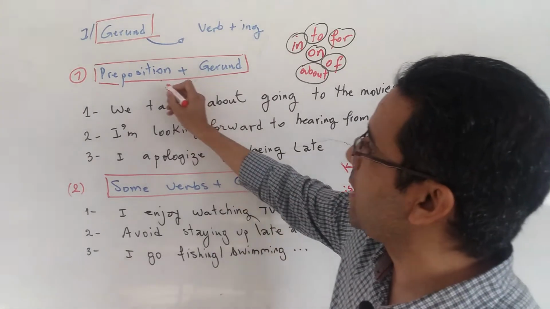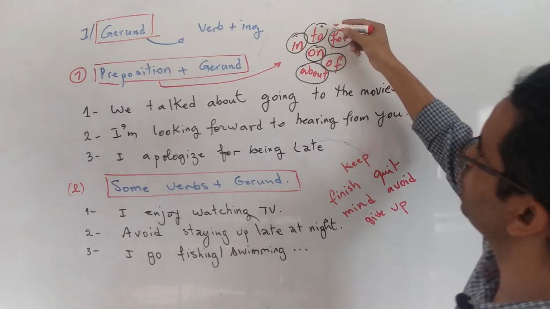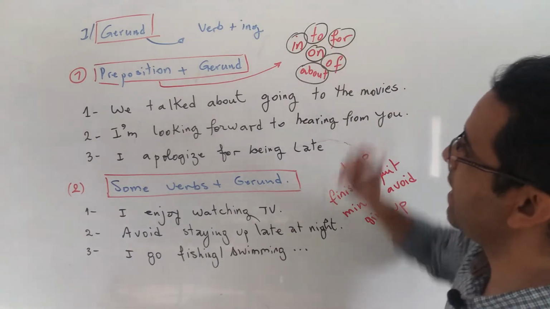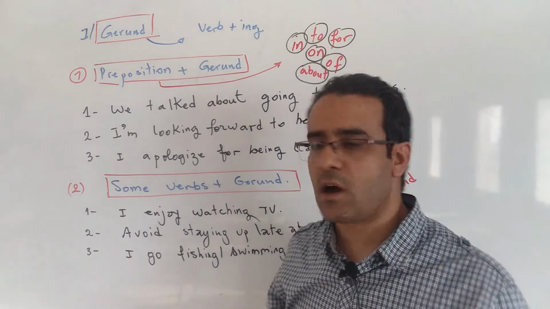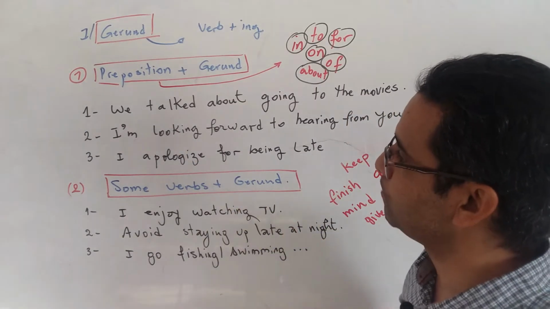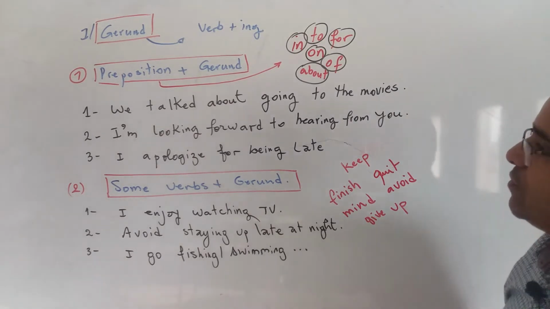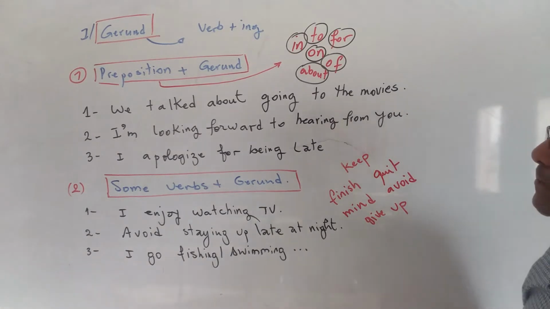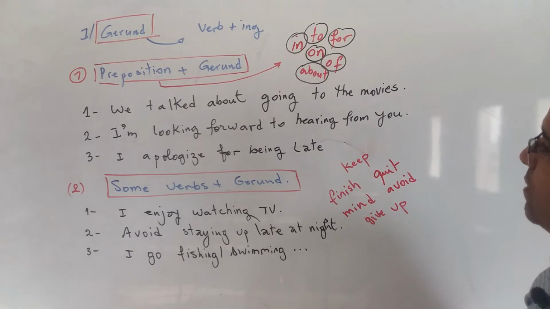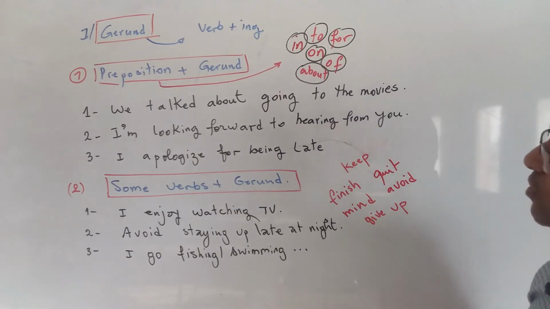All right. So prepositions, of course, we mean these, right? In, to, for, on, of, about, etc. There are other prepositions. So let's study these examples. The first one: we talked about going to the movies. The second one: I'm looking forward to hearing from you. The third: I apologize for being late.